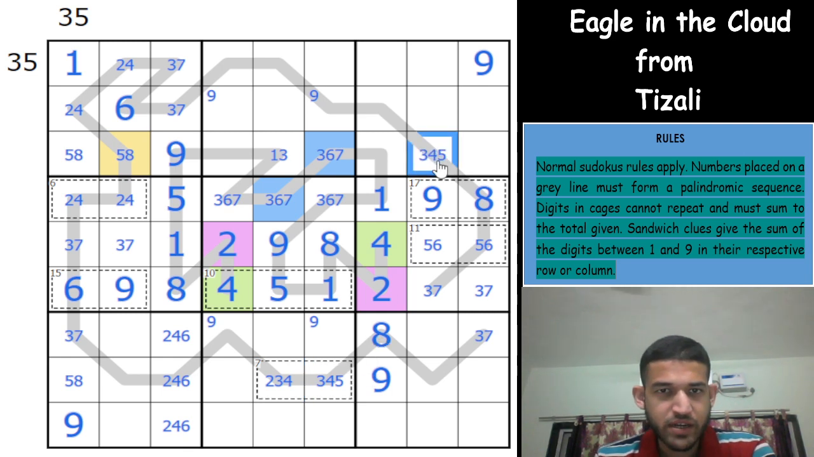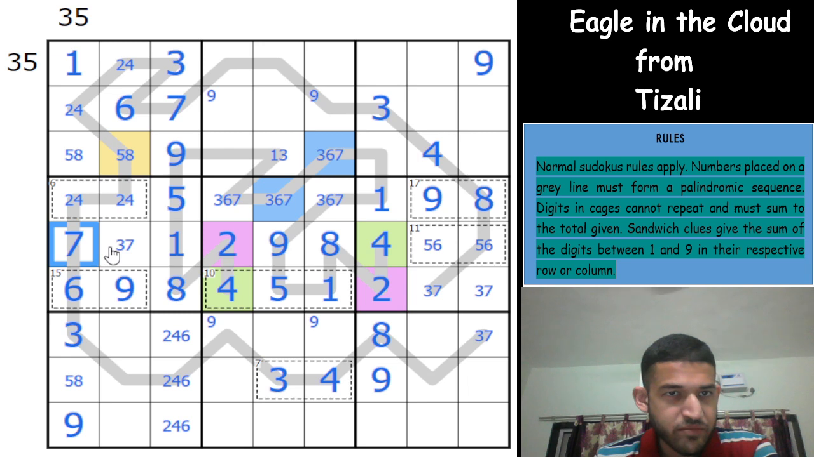So reciprocating that here, 3 4 5 and 2 3 4, because these two cells are corresponding to these two cells along the palindrome. Now you can't have 2 4 here, so which means this would have to be 3, and this is 4. Okay, so you can unravel this pair now, so that's 3 and that's 7, and okay, so this is 3 and this is 7, right?